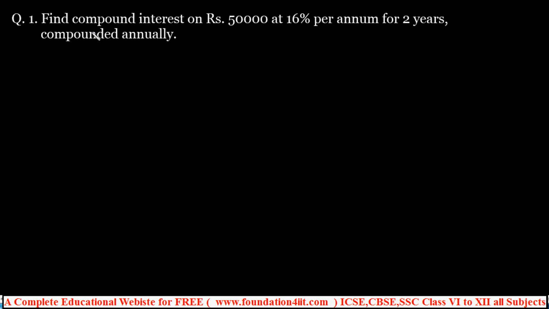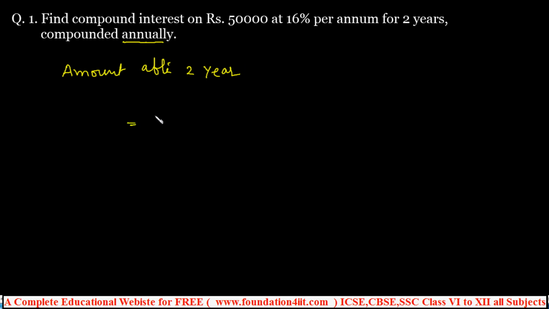Find the compound interest on 50,000 at 16% per annum for 2 years compounded annually. We need to see in every question, compulsorily, whether it is compounded annually, half yearly or quarterly. According to that we should take the formula. So this is like case 1. Directly the amount after 2 years, you can take, because if you find the amount after 2 years, then you will get that value. So that is equal to case 1.